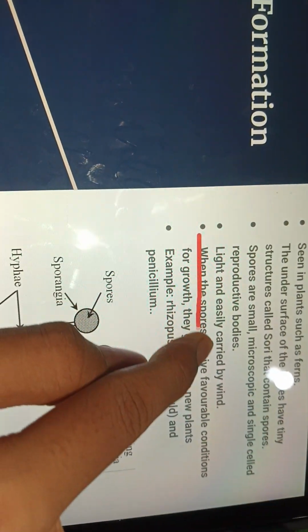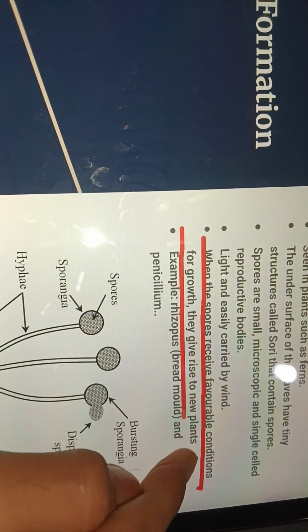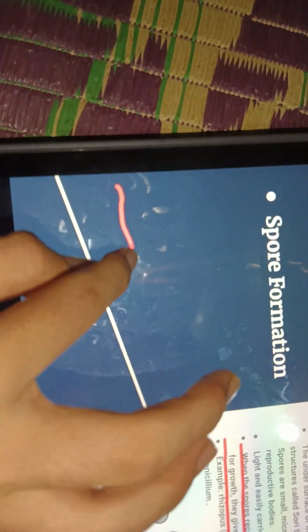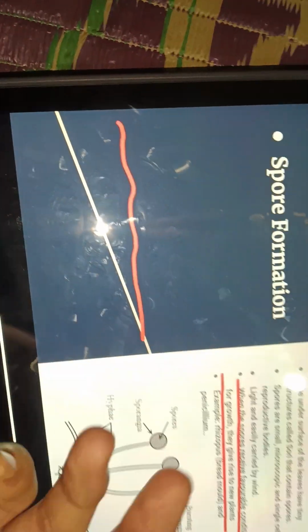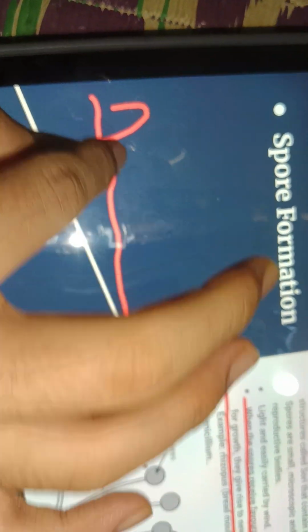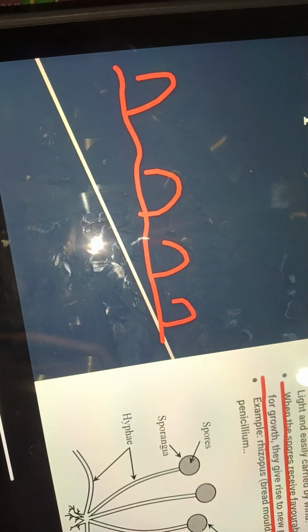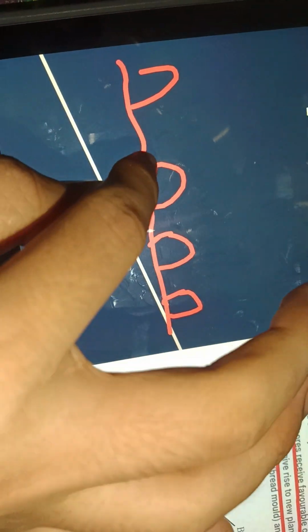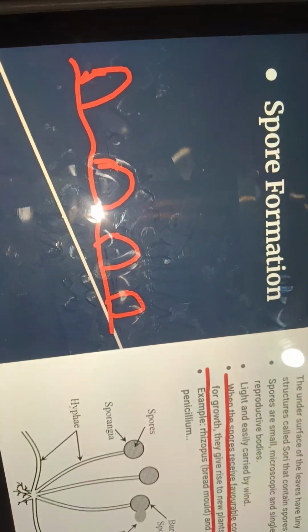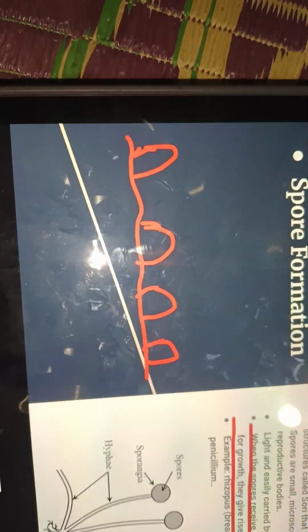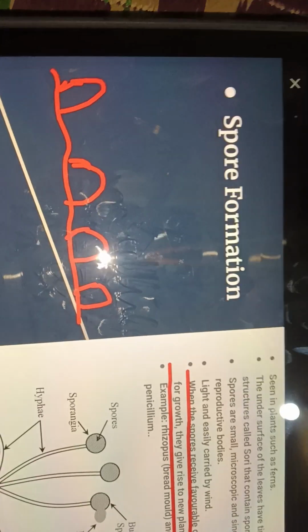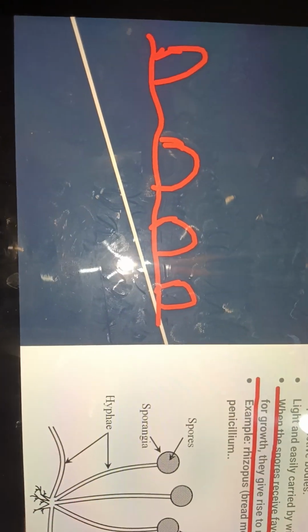Now, when the spores receive favorable conditions for growth, they give rise to new plants. Suppose this is a desert, or a beach; spores can go to tropical areas and water areas as well. When there is a harsh climatic condition, they don't grow. They stay like that until they receive favorable conditions.